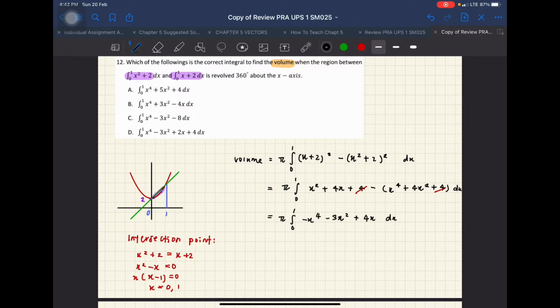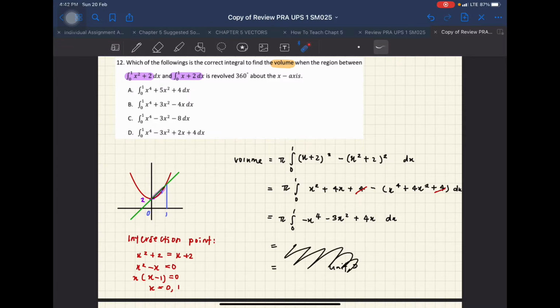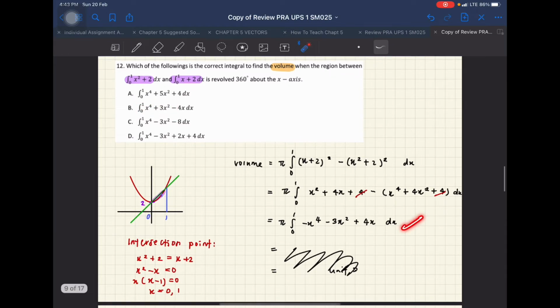Alright, the question does not ask us to find the value directly. So you don't have to integrate and then find the final answer in unit cube. No need to do that. The question just asks us to find the correct integral. This is going to be your answer. But if you look here, it is not among the answers. So there is a slight mistake. The answer given is B, which is incorrect. This one should be negative, negative, positive. This is the correct answer. Okay, that's it for number 12, which is the end of chapter 1 integration.